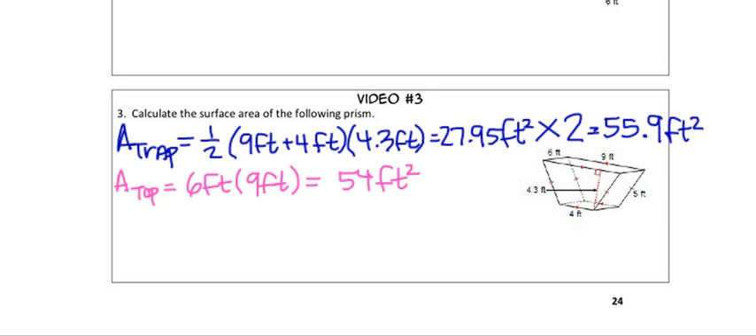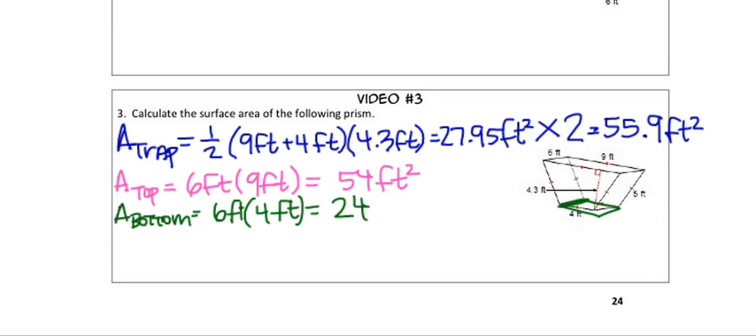Now I'm going to look at the bottom, which is also a rectangle. It has a measure of 6 feet by 4 feet. So the area of this bottom is going to be 6 feet times 4 feet, which will give us 24 feet squared.